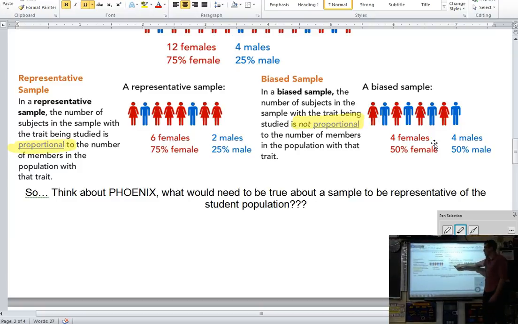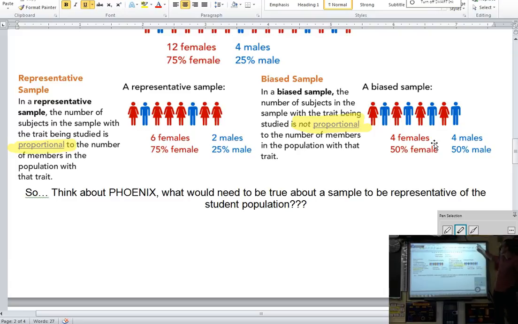Proportional or not proportional. So, when Manasa said it's reduced down, that's like saying, if I start with 12 females and 4 males, I could reduce those values to 6 and 2, and these are equivalent fractions. 12 to 4 and 6 to 2 are equivalent ratios. If on a mastery you were asked what makes a sample representative, hint, hint, nudge, nudge, you would want to say that it must be proportional to the population. That's what makes it representative.